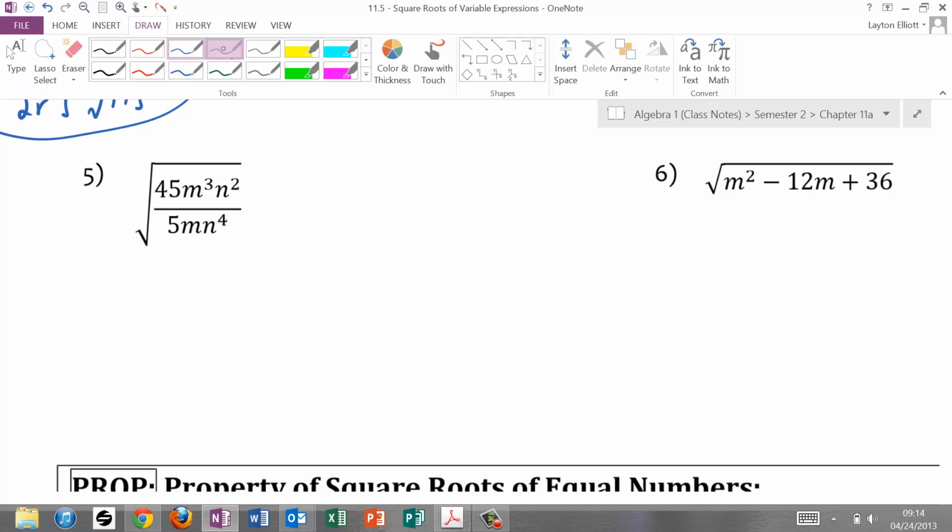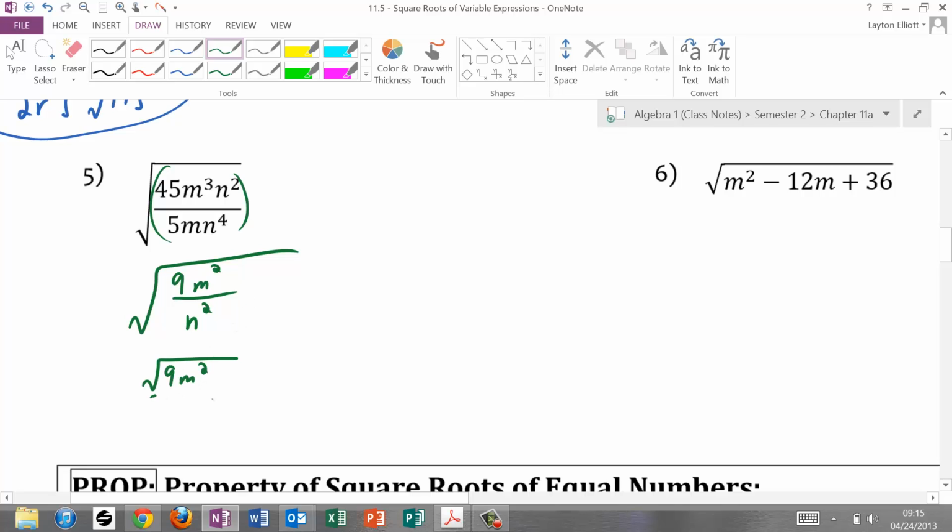Number 5, it makes sense to reduce here before square rooting, so let's treat this as an order of operations. Cancel the 5 and the 45, and I get 9. Cancel the m and the m cubed, and I get m squared. Cancel the n squared and the n to the 4th, and I get n squared. That's the same thing as the square root of 9m squared over the square root of n squared, and I get 3m over n.